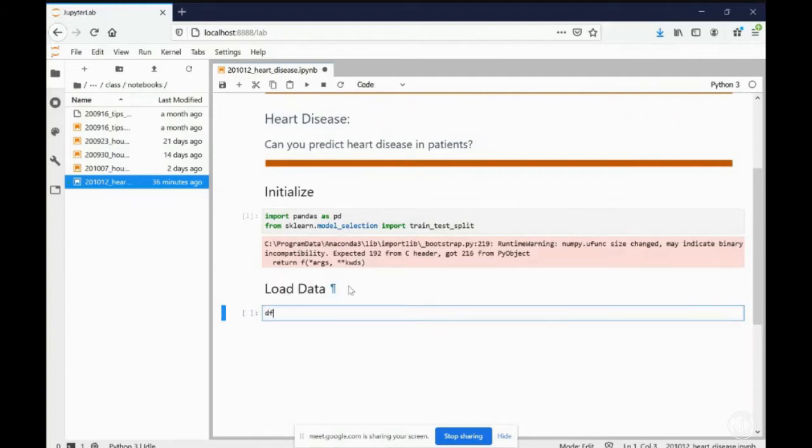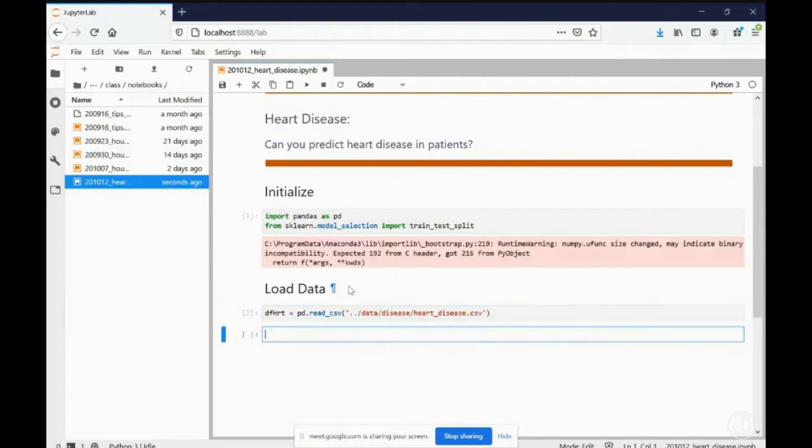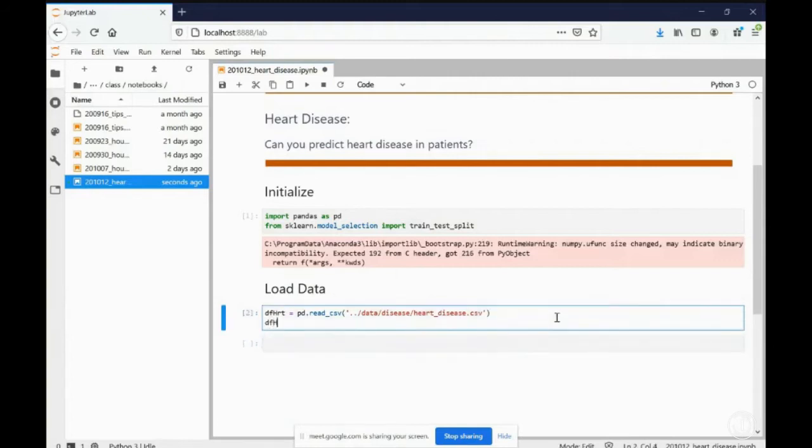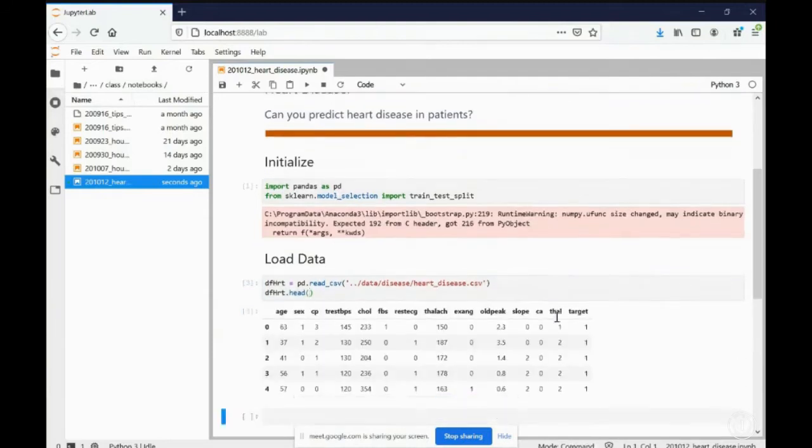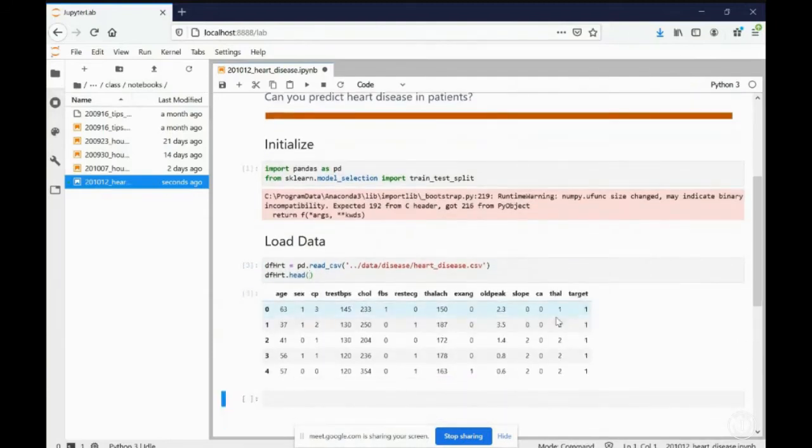All right, so we're going to bring in the data, call it df heart, and read CSV, go to the data folder, and then heart disease. All right, so let's see what that looks like. Okay, so this is what we see. Let's look at some of the descriptions of the data.